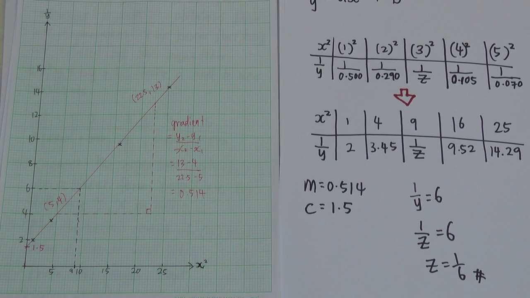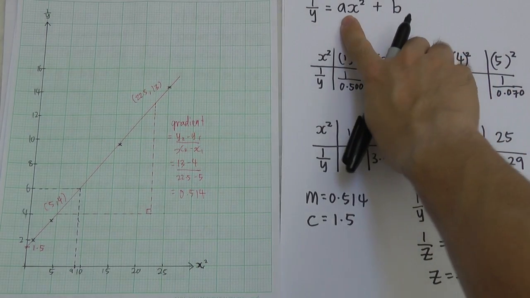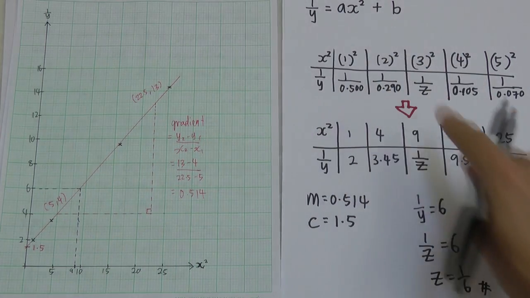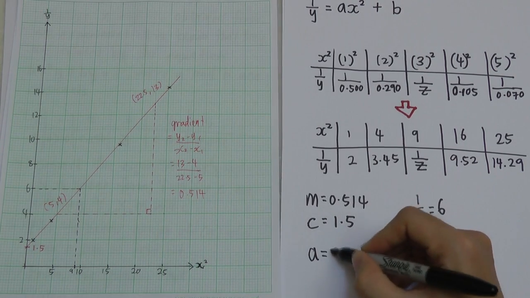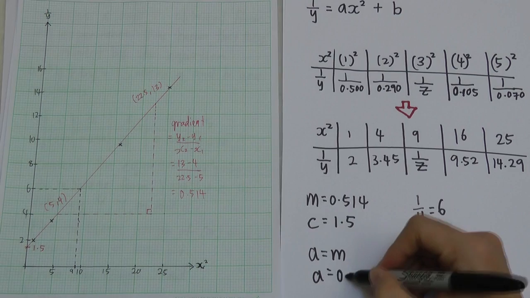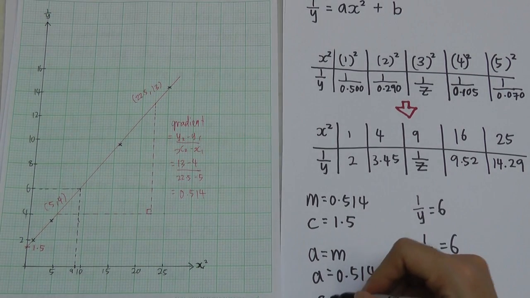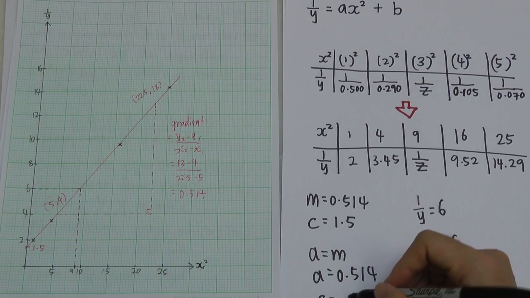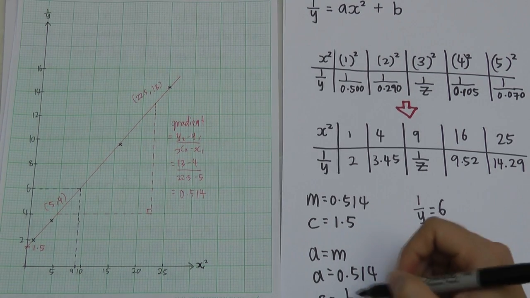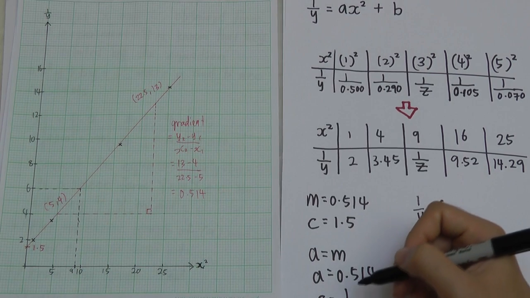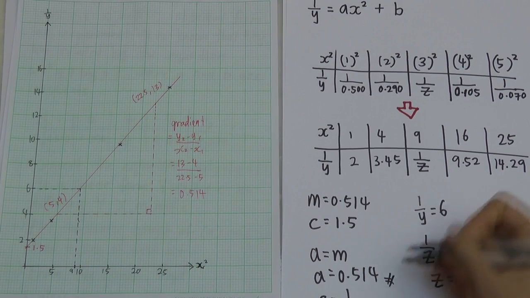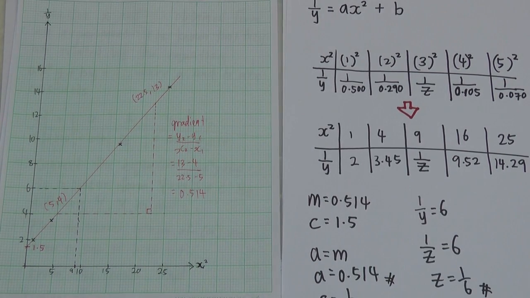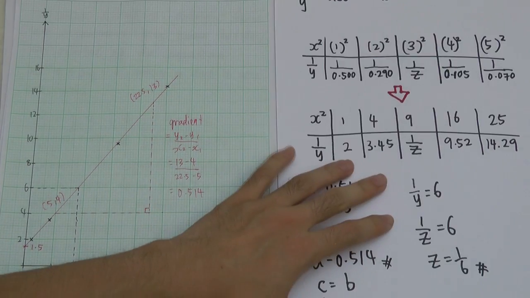After that, they will ask you to find a and b. In this case, I know that my a is my gradient, and my b is my y-intercept. So a equals the gradient, which is 0.514. And b is the y-intercept, the vertical intercept. I always say y-intercept. So b equals 1.5. Then you see I can find a, b, and z, and I will get full marks for this one.